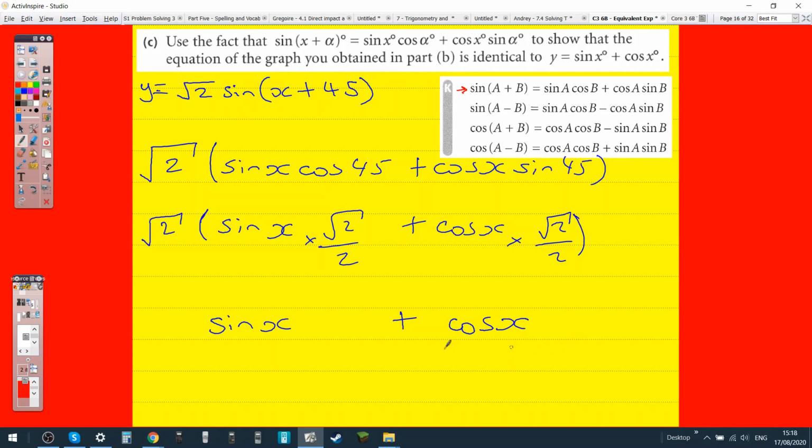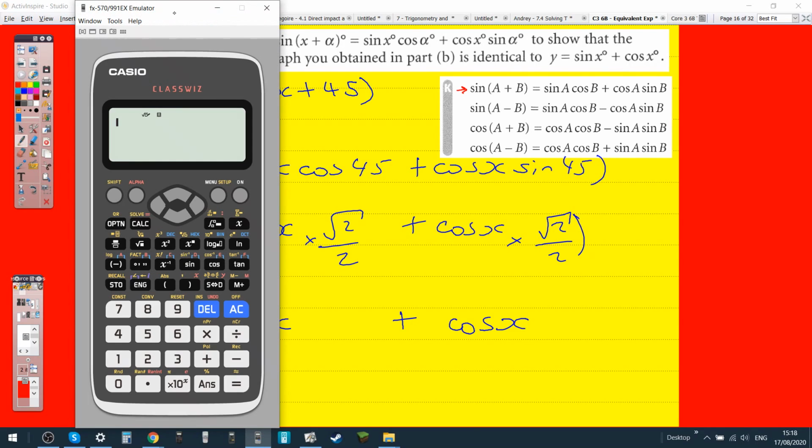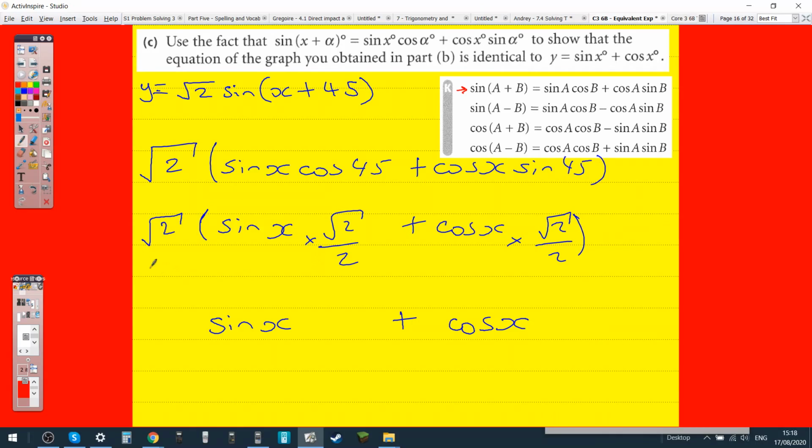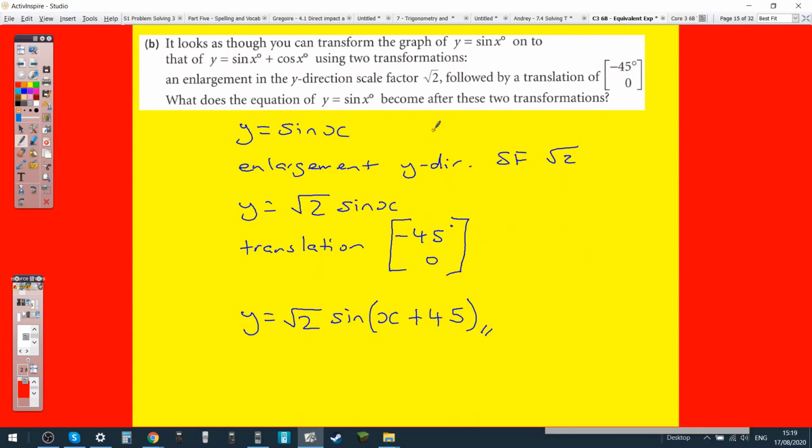So would it end up being a half or? No. 2 over 2. I'll put it into my calculator. So root 2 times root 2 is 2. And 2 times 2 is 4. It's just root 2 over 2 times root 2. So if you were to expand out the brackets, root 2 over 2 times root 2 is 1. Yep. 1 sine x, 1 cos x. And that is what we started with.